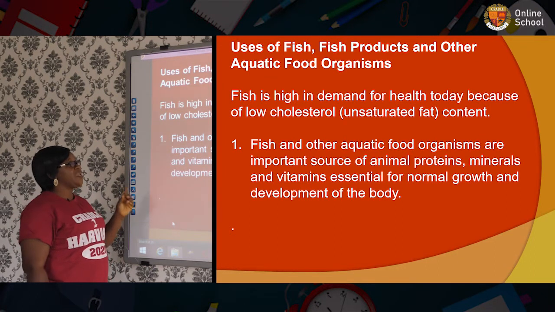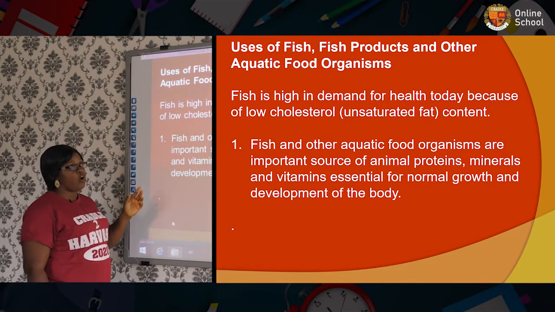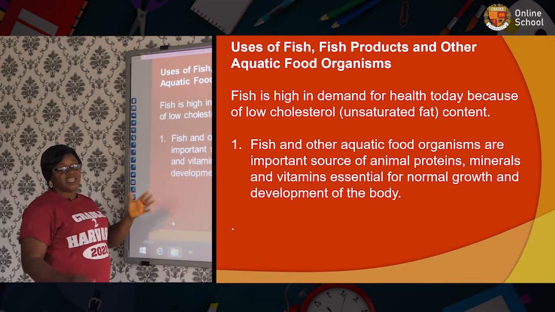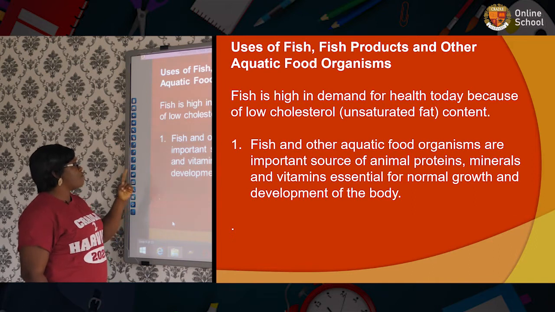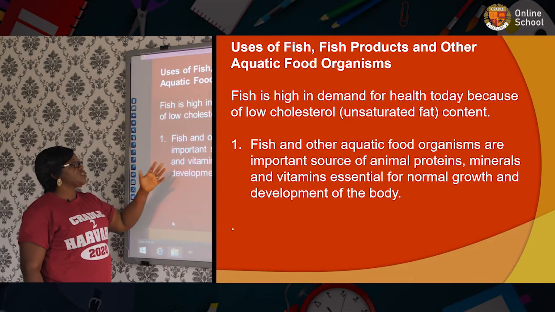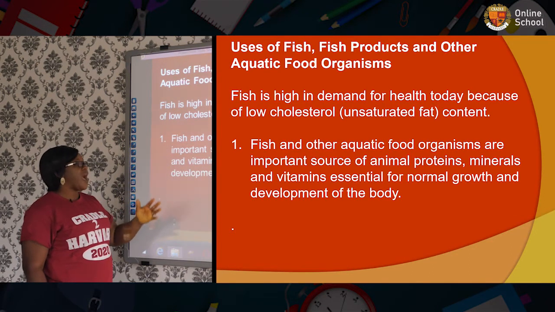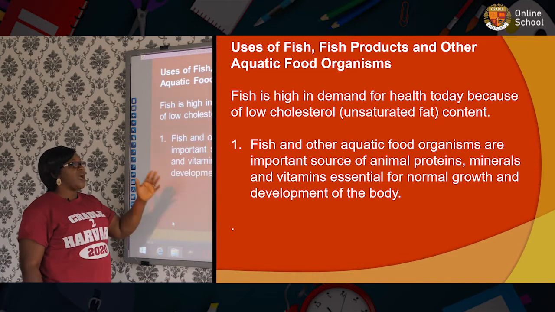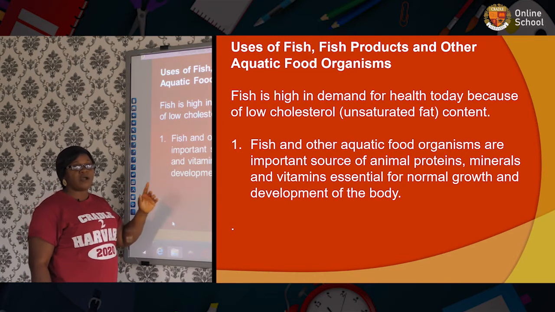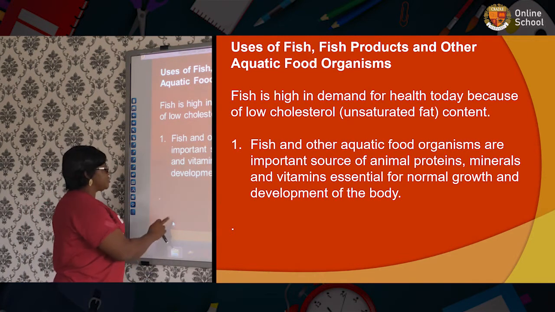Fish is in high demand for health today because it has low cholesterol, that is, the unsaturated fats. So number 1 use of fish is that fish and other aquatic animals are an important source of animal proteins, minerals, and vitamins that are essential for normal growth and development.